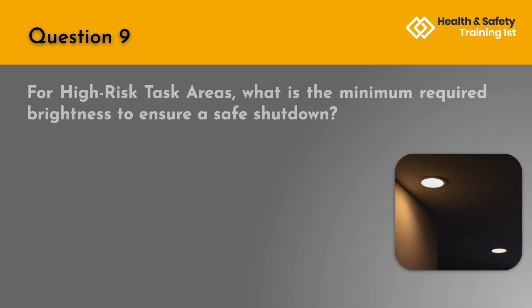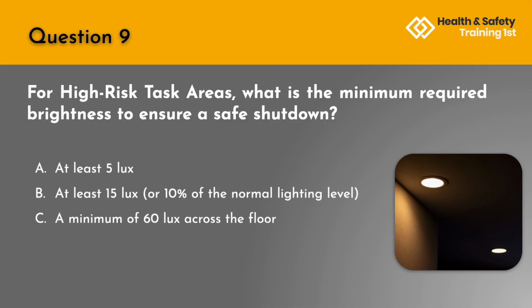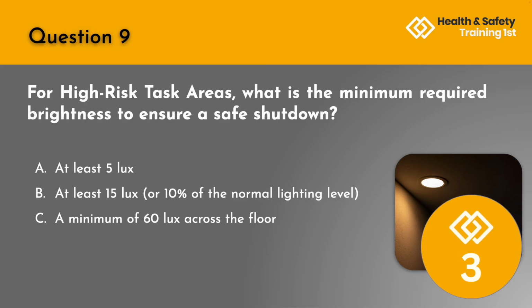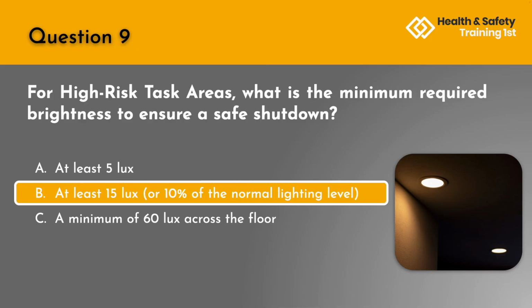Question 9. For high-risk task areas, what is the minimum required brightness to ensure a safe shutdown? A. At least 5 lux. B. At least 15 lux or 10% of the normal lighting level. Or C. A minimum of 60 lux across the floor. The correct answer is B. At least 15 lux or 10% of the normal lighting level.